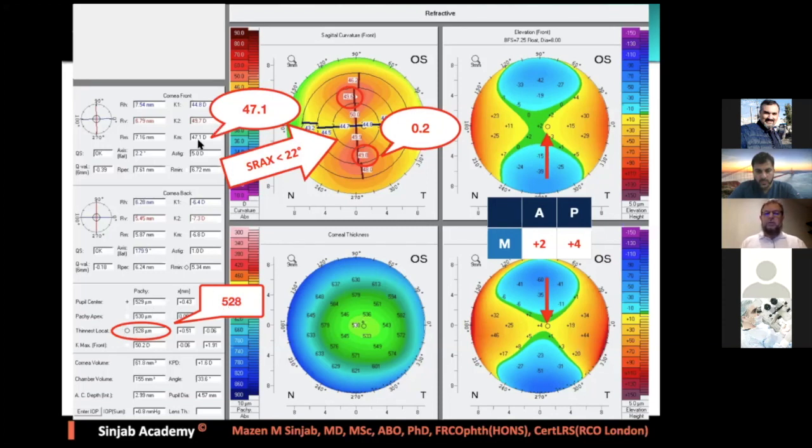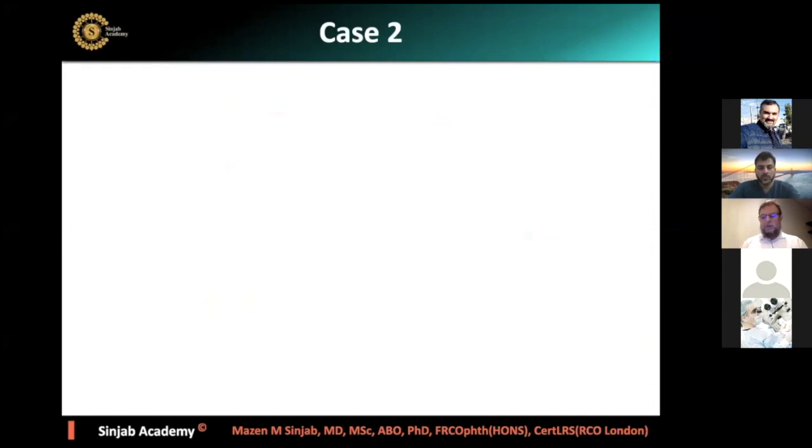Now look at the astigmatism. It is 5 on the anterior and 1 on the posterior, which is very important to take into consideration for the toric, as I mentioned. Now look at the Kmax. It is 50.2 diopters. In spite of this high Kmax, this cornea is very normal. We come to case number 2.